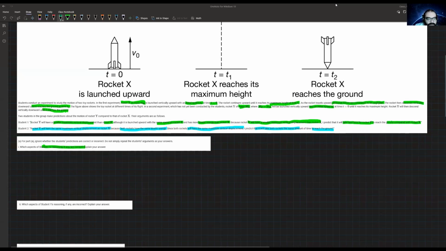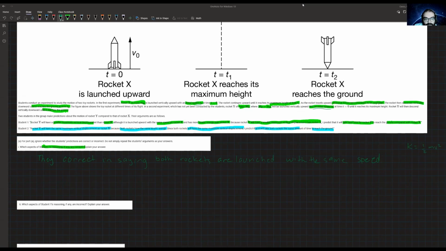Now, if we remember, they said something about kinetic energy, and kinetic energy is 1/2 m v squared. And student 1 said that rocket Y will have more kinetic energy than rocket X. Mr. Gusk, are you writing on? Oh, shoot. Yes, I forgot I had paused the screen share. Thank you. Okay, thank you. I had hit the menu on top of that, so I didn't see the things coming up in the chat.